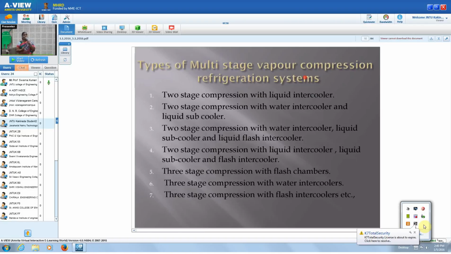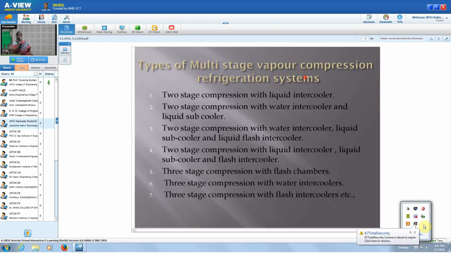So there are different types of multi-stage vapor compression refrigeration. Let us see. There is two-stage compression with a liquid intercooler. Then the second type is two-stage compression with water intercooler and also subcooler. Already we have seen that subcooling will increase the refrigeration effect. So here there is an intercooler and also a subcooler. The subcooler will increase the refrigeration effect, and similarly the water cooler between two compressors will reduce the work input to the compressors.